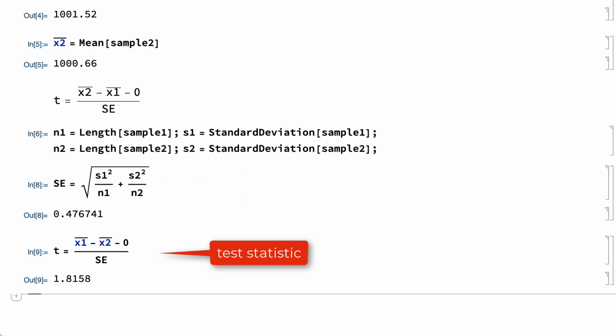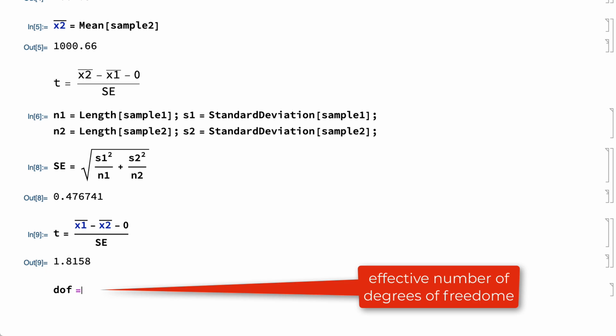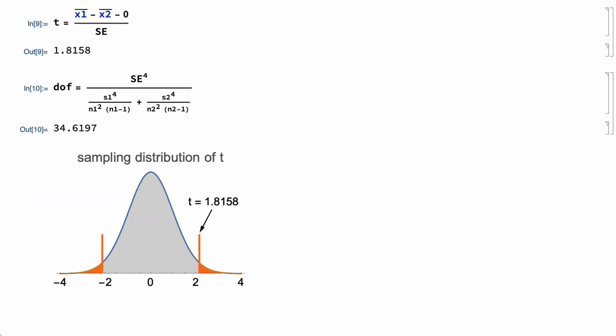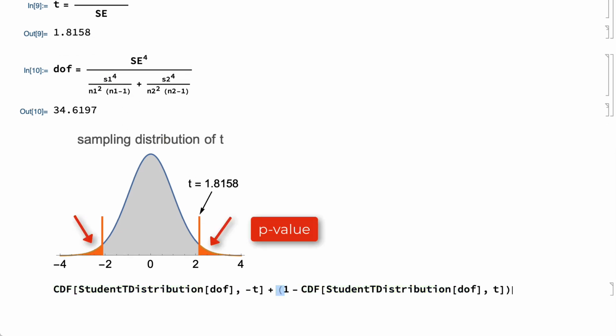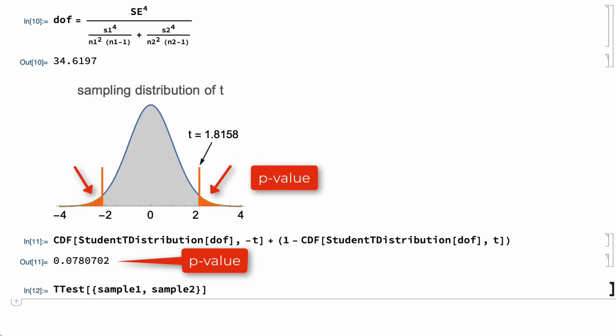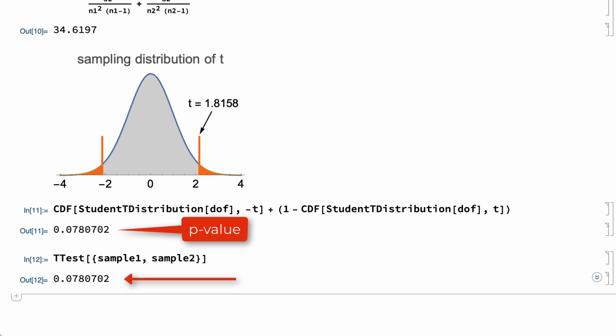As when computing the corresponding confidence interval, the sampling distribution of that test statistic is not a commonly tabulated distribution, but that sampling distribution is well approximated by a student t-distribution with an effective number of degrees of freedom given by this formula. Here's a plot of the student t-distribution with that number of degrees of freedom and with the test statistic shown on the plot. The p-value is the area in the tails of that curve, which can be calculated using the CDF function. This is also the calculation that is programmed into the t-test function, which gives the same result.